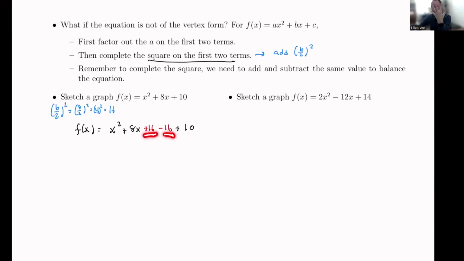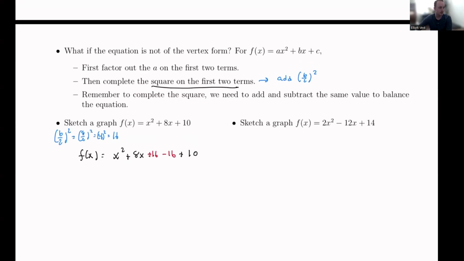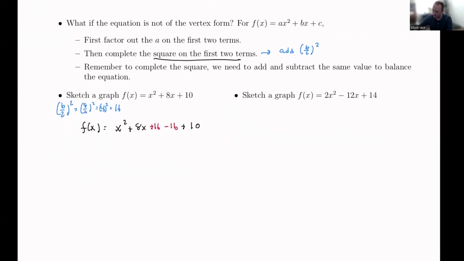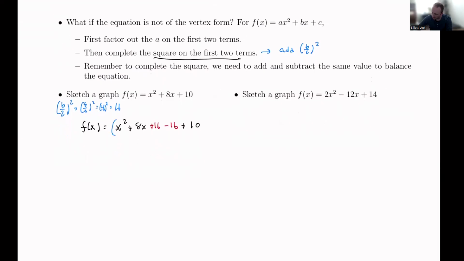If I add 16, subtract 16, I'm also back to where I am. So this is not changing the problem here, but it's going to be nice for factoring these first three terms. So that is what I'm going to do. I'm going to factor these first three terms, and I have 16 and 8. What multiplies to be 16 and adds to be 8? That is 4 and 4.